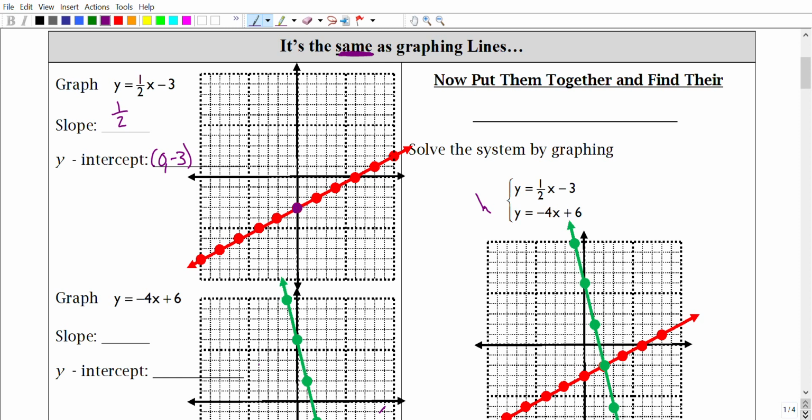I started off at (0, -3). I know this is my rise over run, which is up 1, right 2. Up 1, right 2, and so on and so forth. I can also do the exact opposite, which is down 1 and left 2. So nothing you haven't seen before.